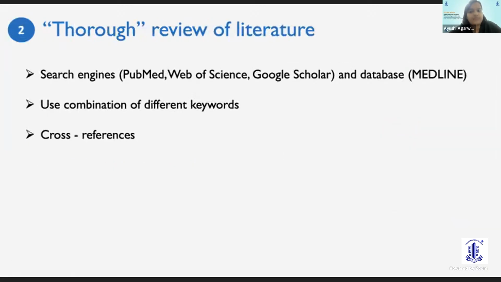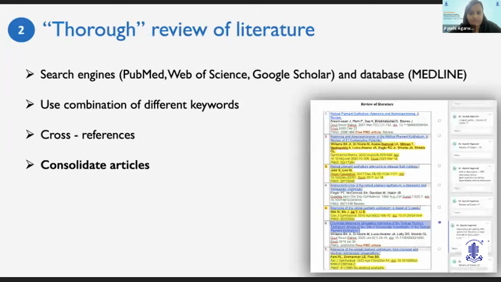But how do we perform this thorough review? There are several search engines, the most popular being PubMed, Web of Science, Google Scholar, and databases such as Medline. Use a combination of different keywords while searching for similar articles of interest. Always explore the references that is cited by the primary article that you are referring to. One of the things that I prefer doing is to mail myself all the relevant articles through the PubMed, which hardly takes a minute, and consolidate all of them in a single document as a ready reference so that I don't lose track on any of them.